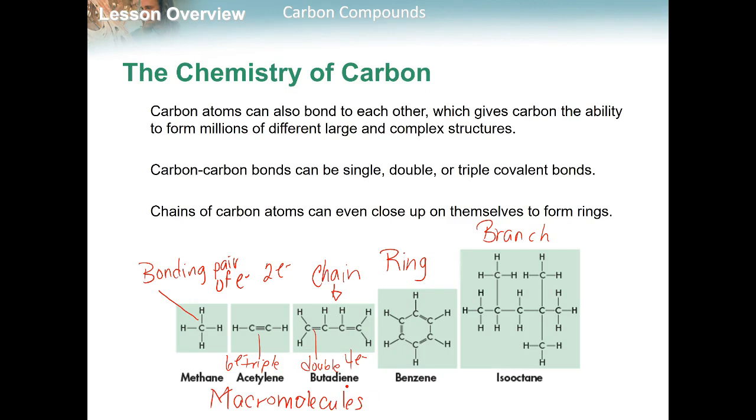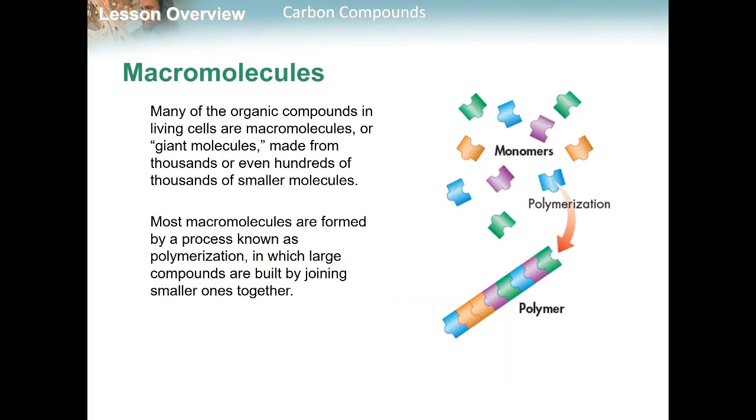And these macromolecules are essential to living systems. All right, let's take this one step further. Okay, so I said a macromolecule, and the screen says many of the organic compounds in living cells are macromolecules or giant molecules. That's what macro means. Macro is big, macro is huge. So these are going to be giant molecules, and they're made from thousands or even hundreds of smaller molecules.